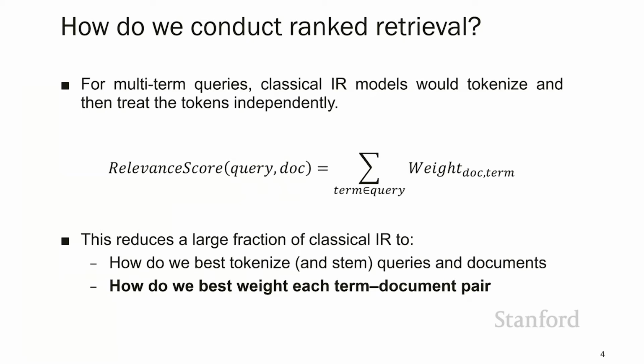This gives us a score for the document, and we can then return the K documents with the largest total scores. Interestingly, this reduces much of classical IR, though of course not all of it, to thinking about how we best weigh each term document pair, which has an undeniable similarity to our first task this quarter in homework 1. Except of course that here in IR, we look at term to document relevance and not word to word relatedness.